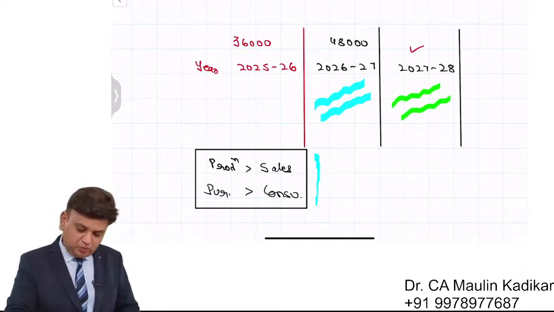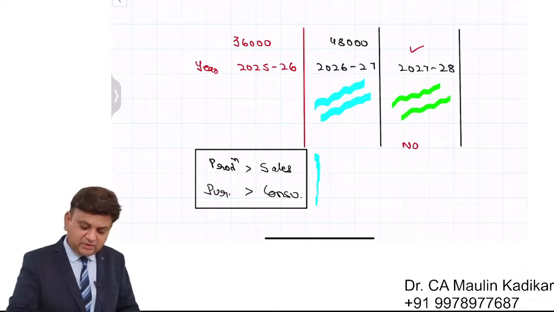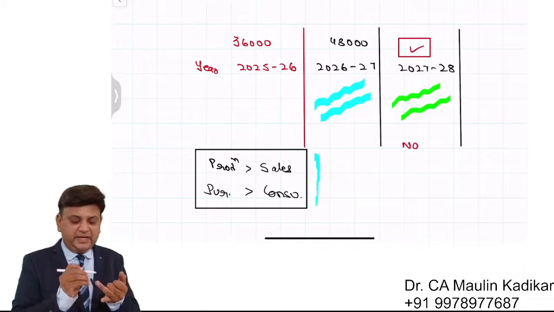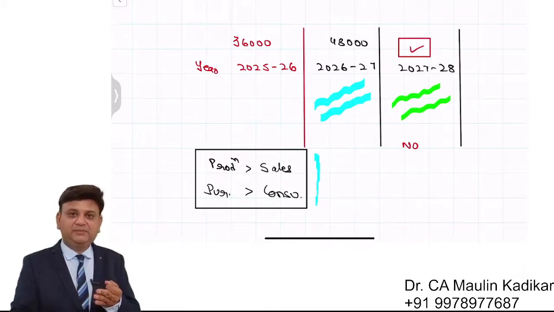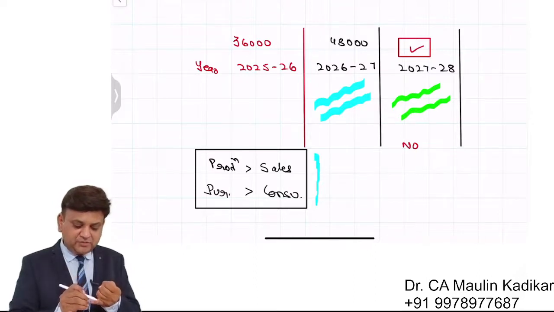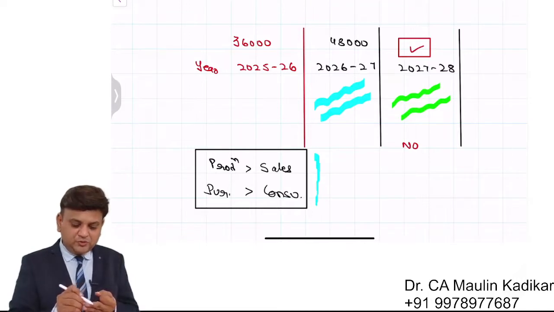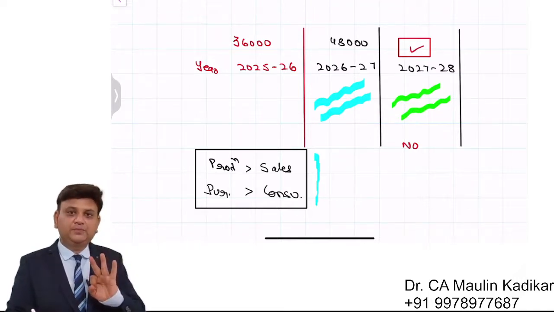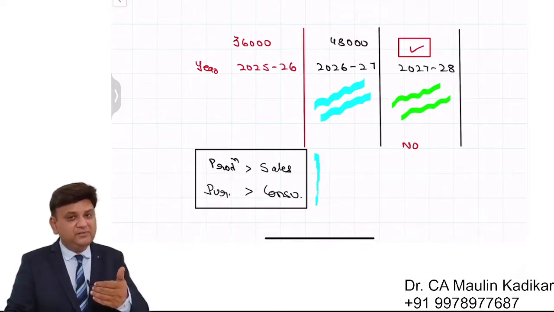The answer is no. We will not have such a situation. Why? Because for the year 2027-28, the opening stock of the raw material and closing stock of the raw material would be same, so consumption and purchase would be same. Opening stock of the finished goods and closing stock of the finished goods would be same, so cost of goods produced itself is cost of goods sold. That is the way we will be having the working from the year 2027-28 onwards.